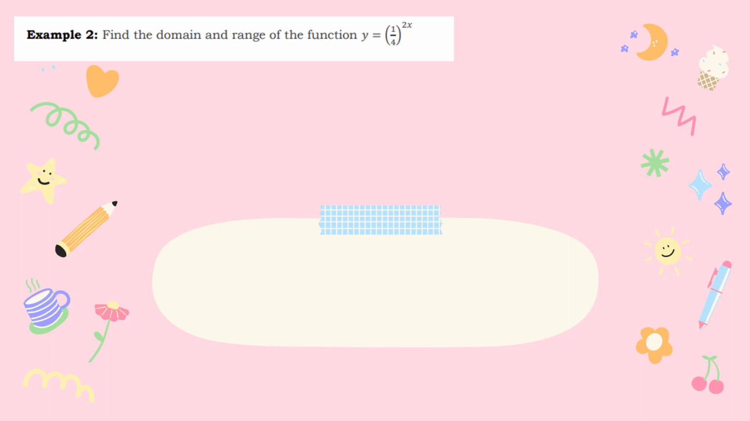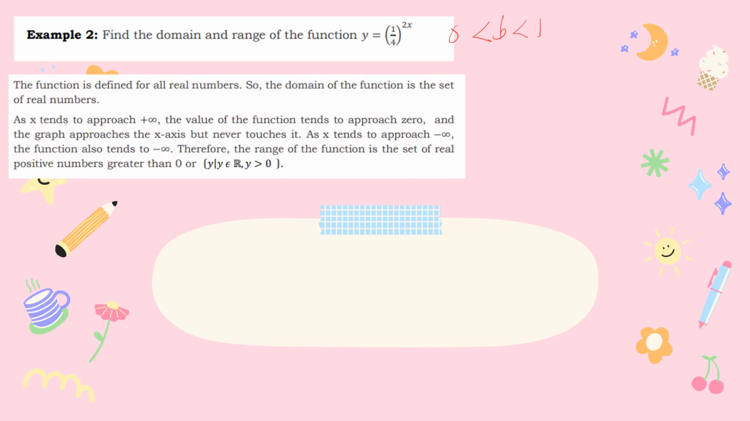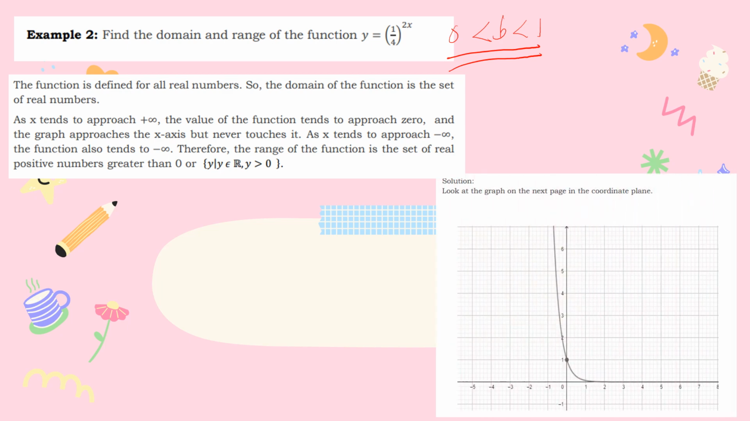Next, find the domain and range of the given function. Y is equal to 1/4 raised to 2x. Take note that the value of b is less than 1 but greater than 0. So in this case, the function is defined for all real numbers. So the domain of the function is the set of real numbers. So domain yun. Kaya ko binigay ito, this means that the graph of this given function is decreasing, kasi b is less than 1 but greater than 0.